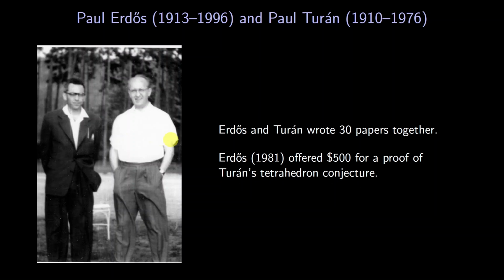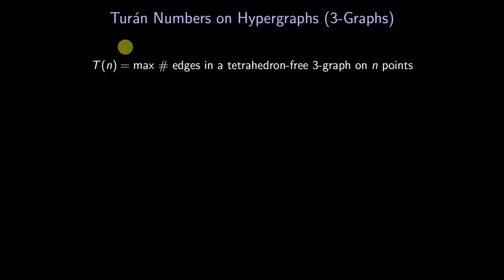Even though Turán's conjecture has not been solved, we've made a lot of progress on it. I'd like to share some of that progress with you. First, we'll define a sequence of numbers, the Turán numbers. Let T of n be the maximum number of edges in a tetrahedron-free 3 graph on n points.